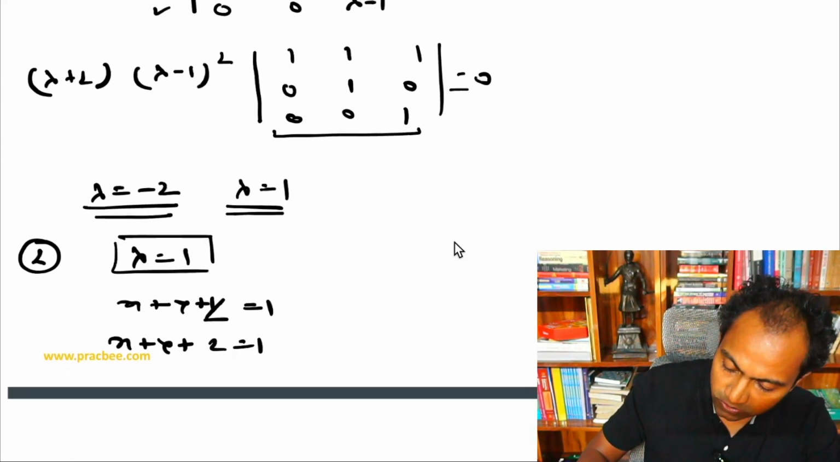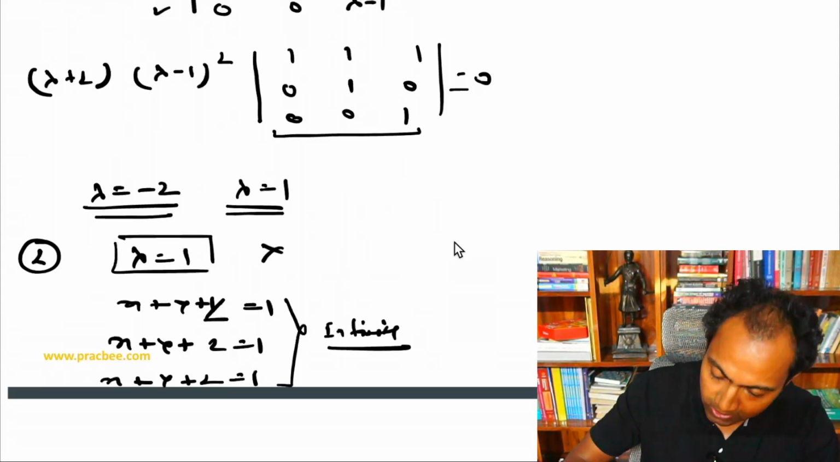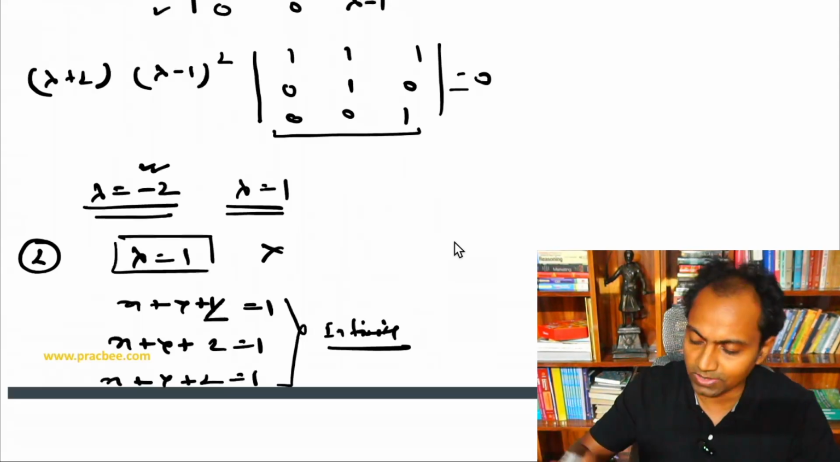All the three equations will become the same. So these planes are going to coincide and there are going to be infinite solutions. So we can't accept these values. Lambda is equal to minus 2 is fine, since for this dx, dy, dz will not all be 0 at the same time.